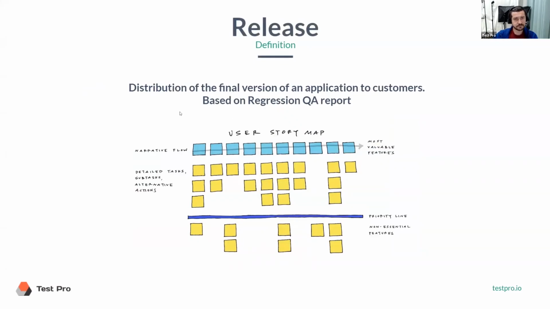So release. Release is a distribution of the final version of an application to customers. We usually do the vast majority of testing before the actual release, right? Before it goes to customers. That's the whole point of having QAs in place. However, it doesn't mean that we never test anything after, or customers don't complain about some bugs.